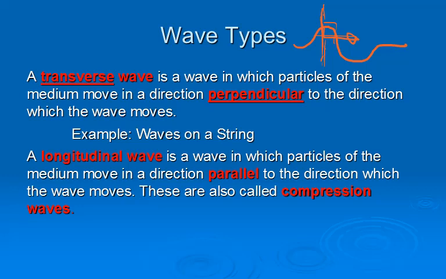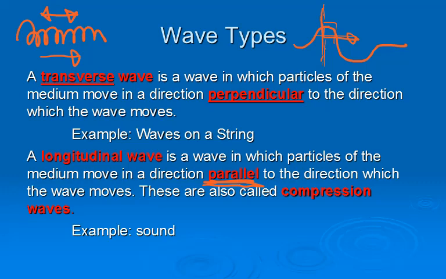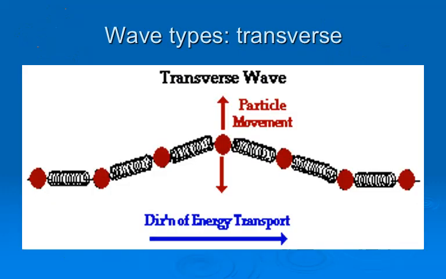Longitudinal waves are where the particles move parallel to the direction of the wave motion. And these are also called compression waves. And that is actually what we just did with the slinky. The slinky is moving back and forth as the wave goes there. So the movement of the particles is parallel to that motion. So sound is an example of that.